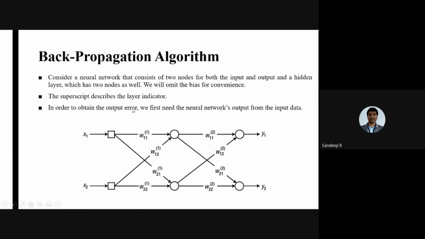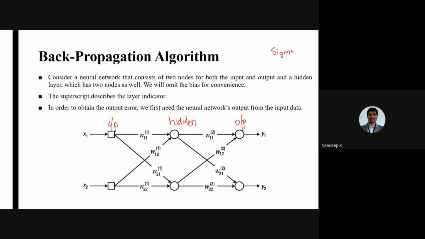So this is the back propagation algorithm. Again, we are taking the same network that we had considered earlier. So here is the input layer, and here is the output layer, and here we have the hidden layer, right? Now instead of taking a linear activation function, we will take a non-linear activation function, and we will take the sigmoid.